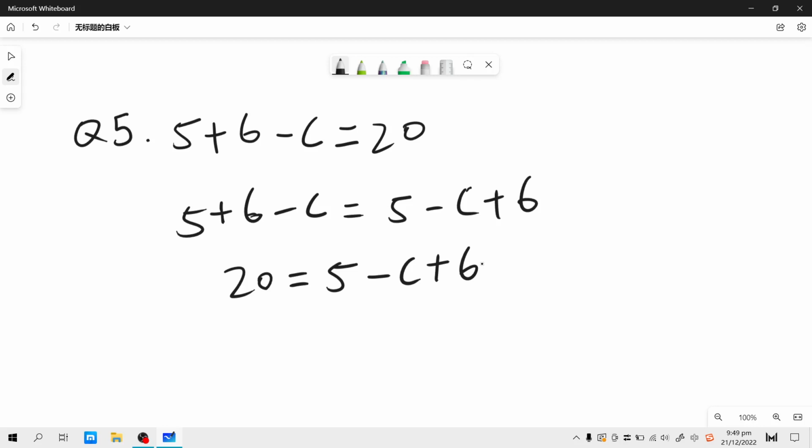Again, this is a definite equation. So you only have one answer, which is c. We need to find out c. So again, we can minus this out. You cancel this, you minus this, cancel this. In here we minus a total of 5 plus 6 equals 11. So you minus 11 here. 20 minus 11 equals 9. And here we have a lonely c. So we just paste the c here.